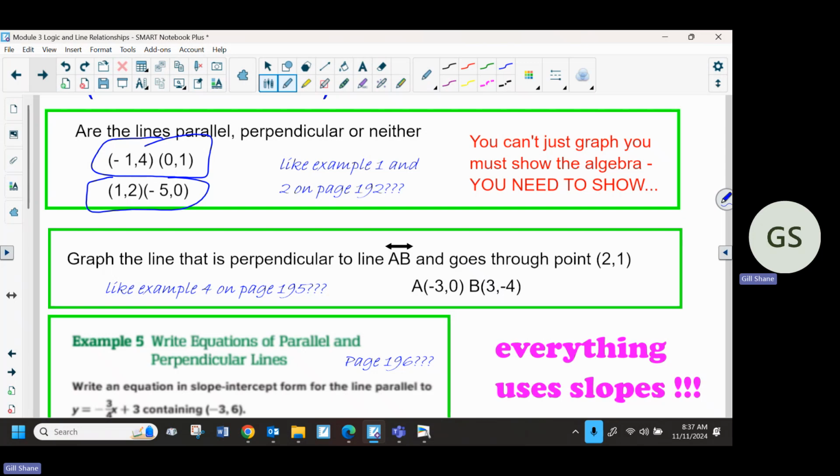So are the lines parallel, perpendicular, or neither? I give you two sets of points. One set of points is one line. One set of points is another line. What do I need to do to find the answer to this? All right, Sebastian. I need the slope of both lines. That's what all of these boil down to, figuring out slopes. You're always going to need two slopes.